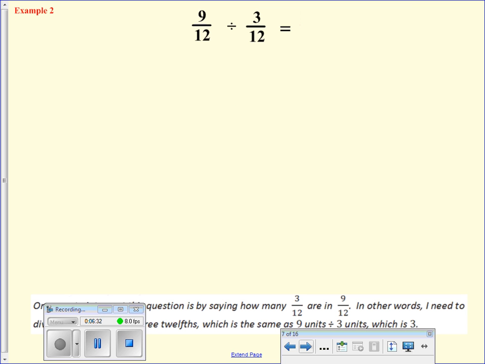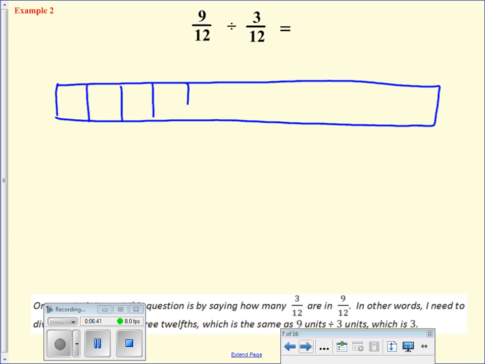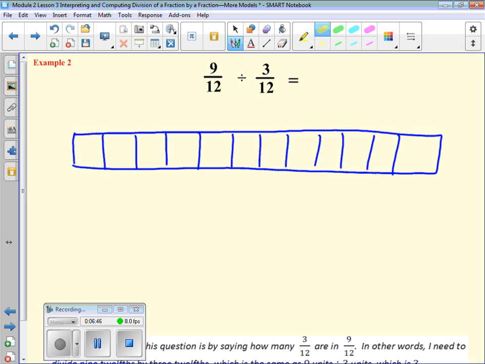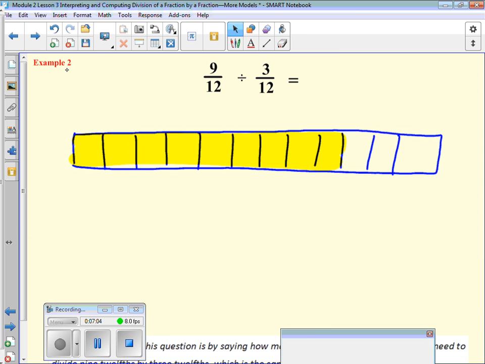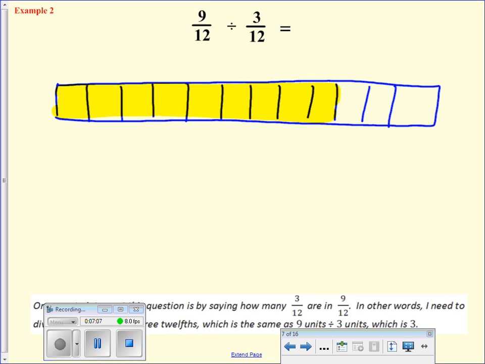9/12 divided by 3/12, common denominators. Making sure you make 12 boxes. And I'm going to shade in 9. 1, 2, 3, 4, 5, 6, 7, 8, 9. Now I'm going to double count that just to make sure. 1, 2, 3, 4, 5, 6, 7, 8, 9, 10, 11, 12. Okay. So any questions on why I drew 9/12? That's what I have. My dividend is what I have. The first number this way is the dividend.